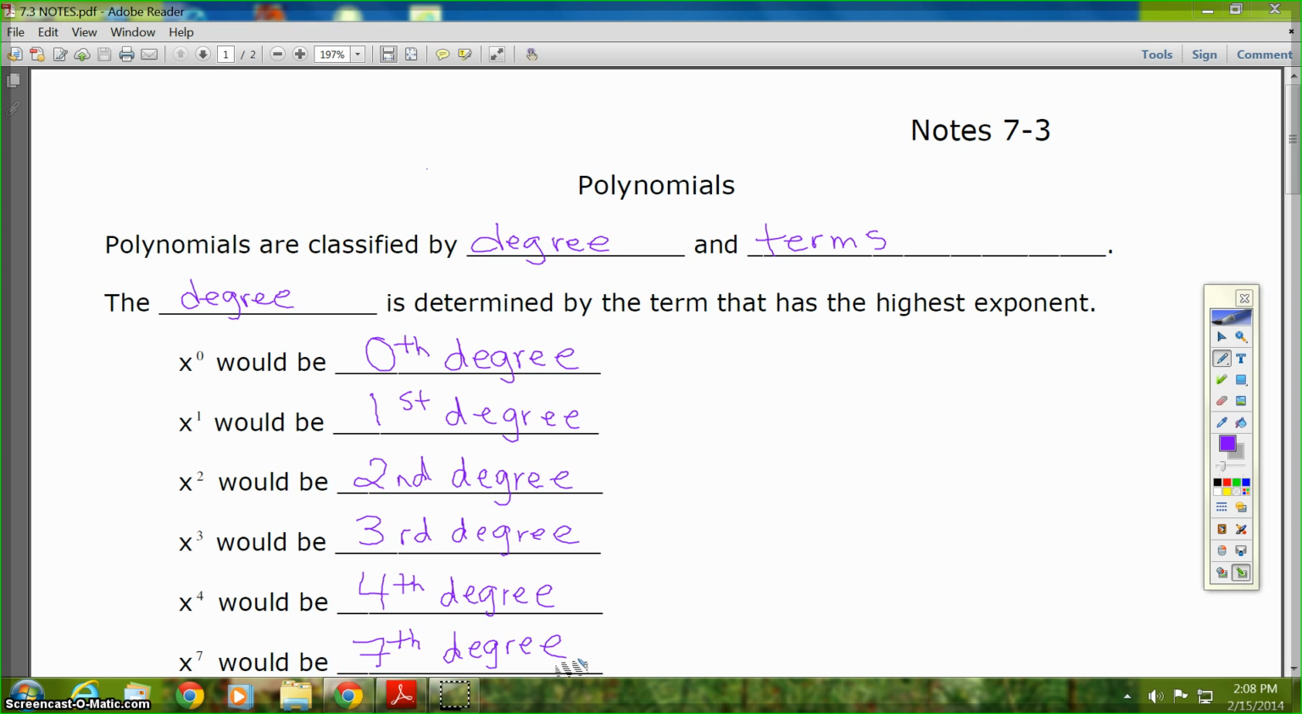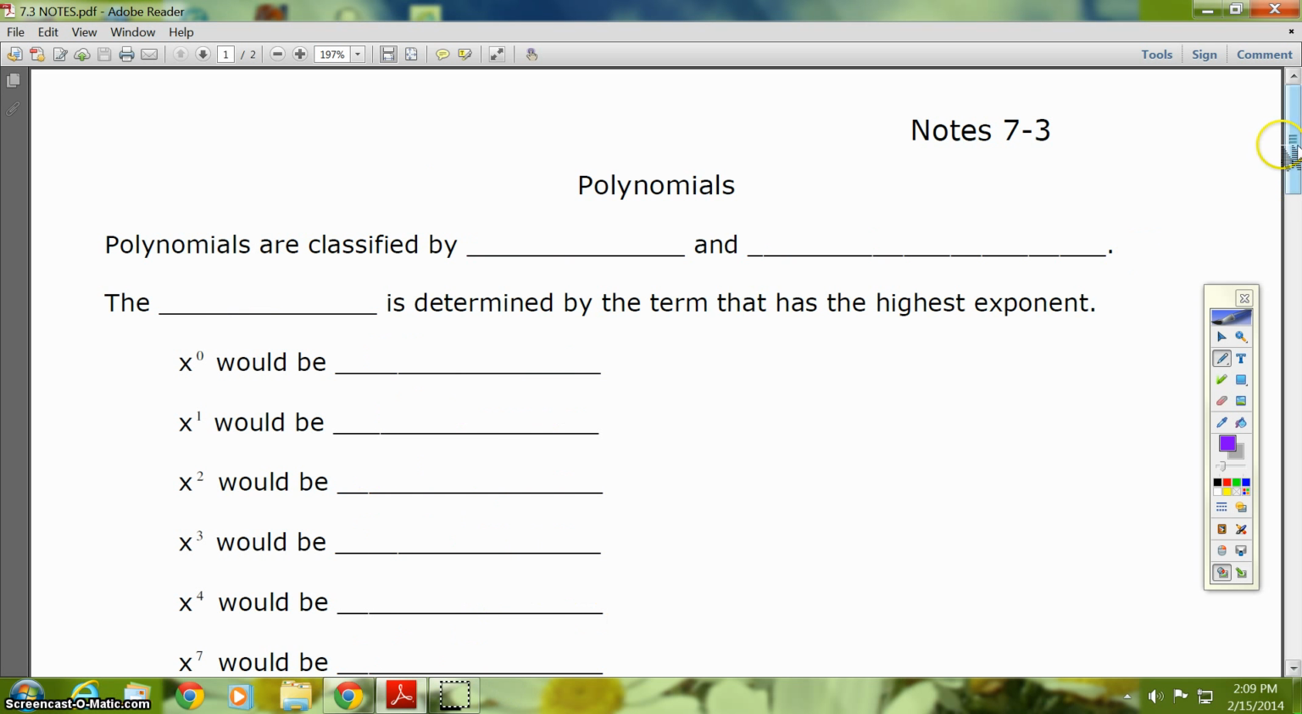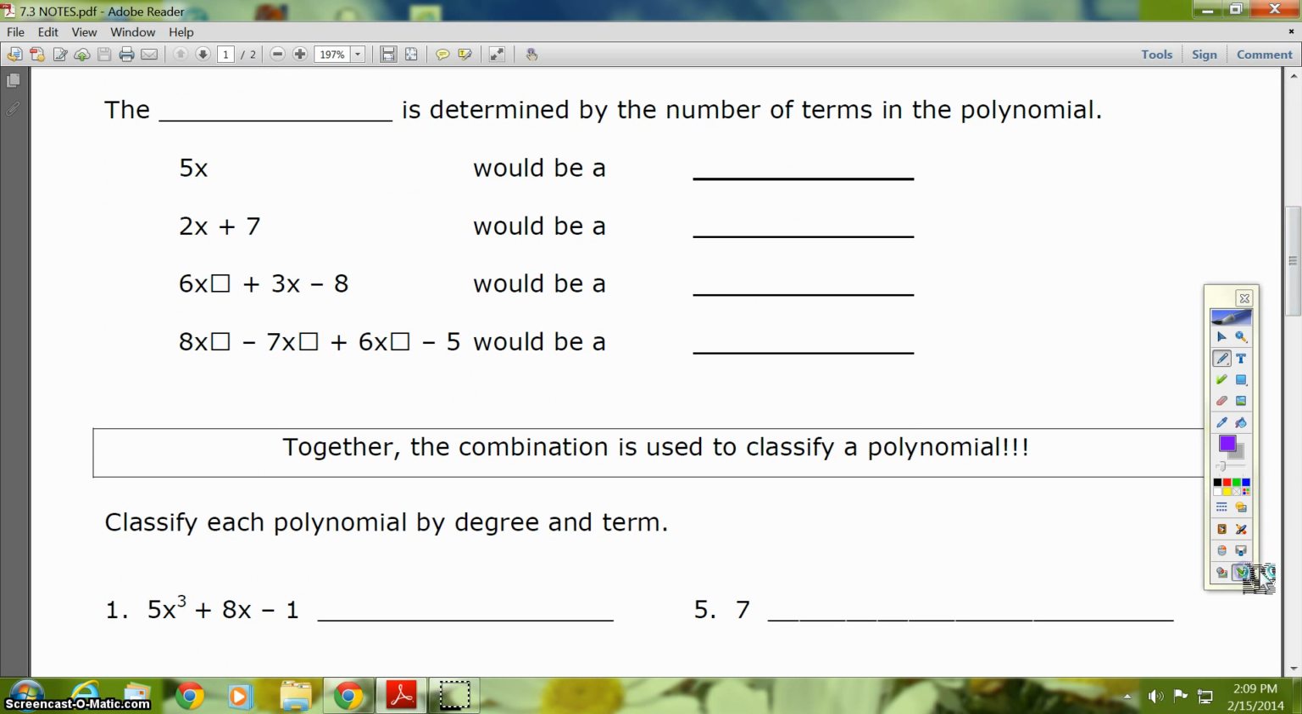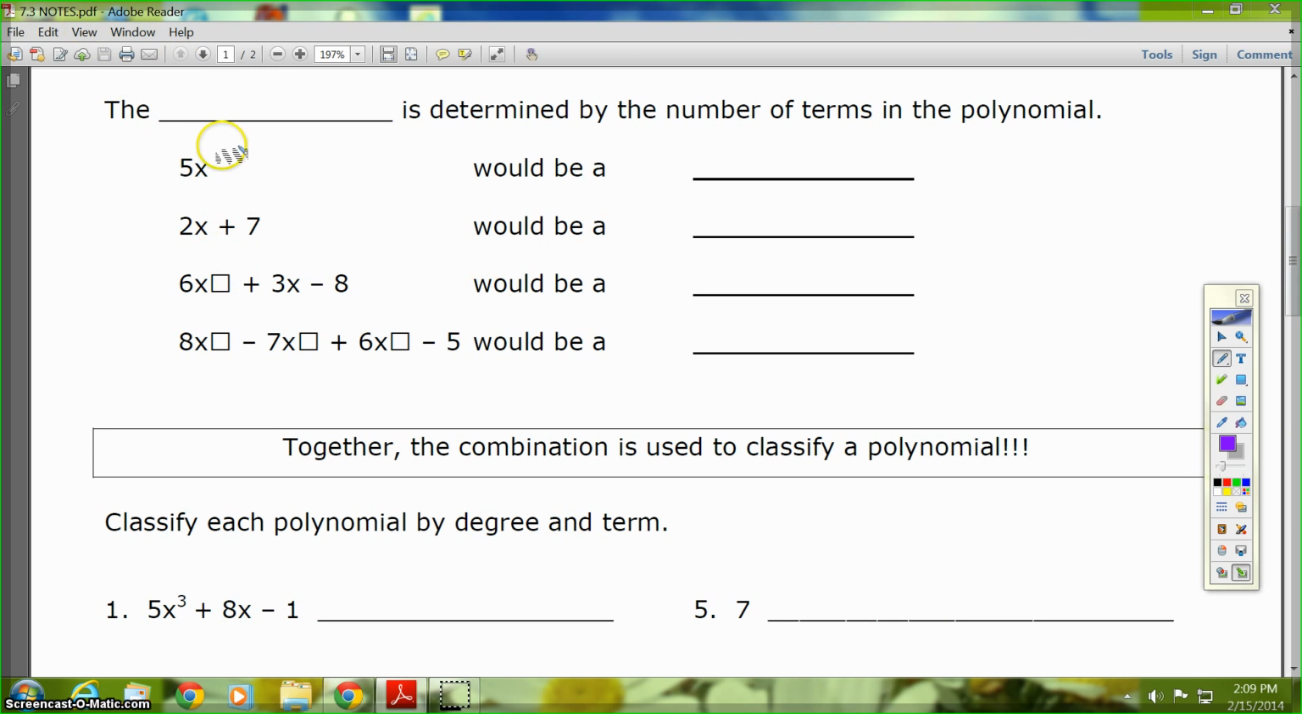Okay, so next we're going to look at the name. Okay, so the name is determined by the number of terms in the polynomial, and my notes are not complete for some reason, so that's x to the 2nd power, this is to the 5th power, this is to the 3rd power. Your notes should be correct. This should be the 2nd power. Okay, so the name is determined by the number of terms in the polynomial.